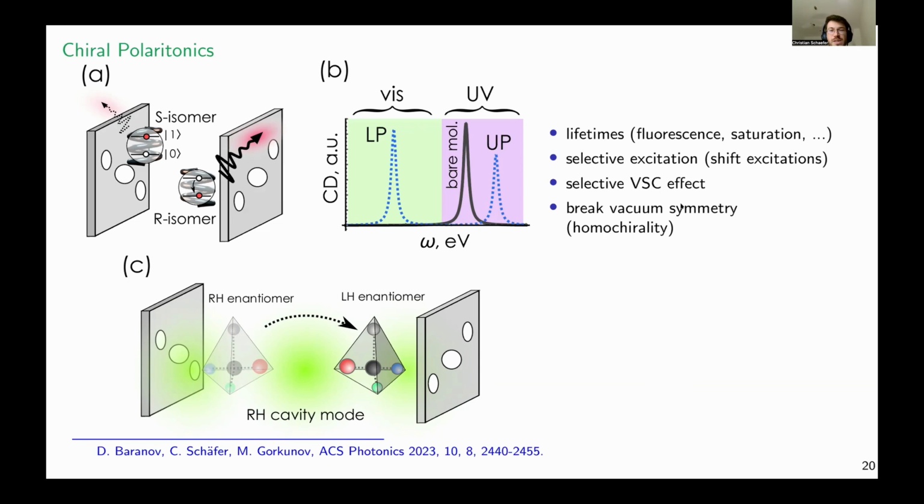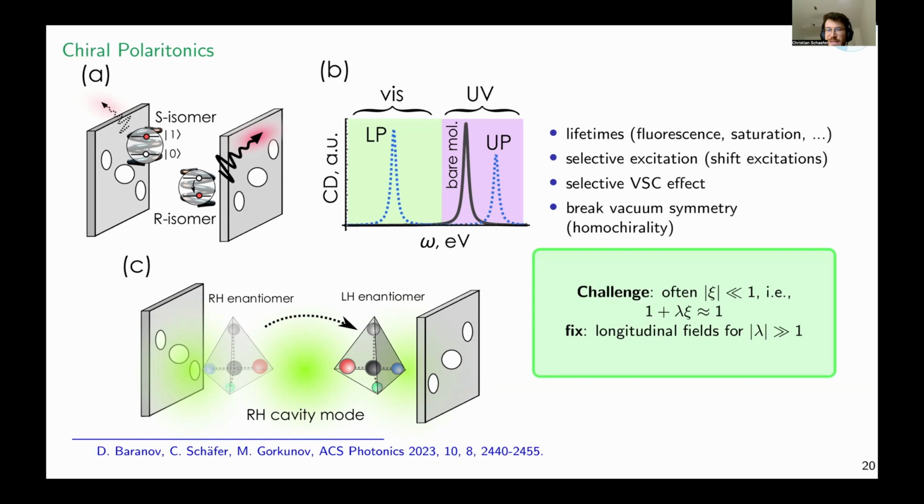Or you can look at really fundamental features like homochirality, trying to understand better why one chemical species, one enantiomer, is more present in our body, for instance, than another one. Here we can really selectively and in a very controlled way break the symmetry in the vacuum, which would be extremely useful for understanding those processes. I think I'm running out of time.